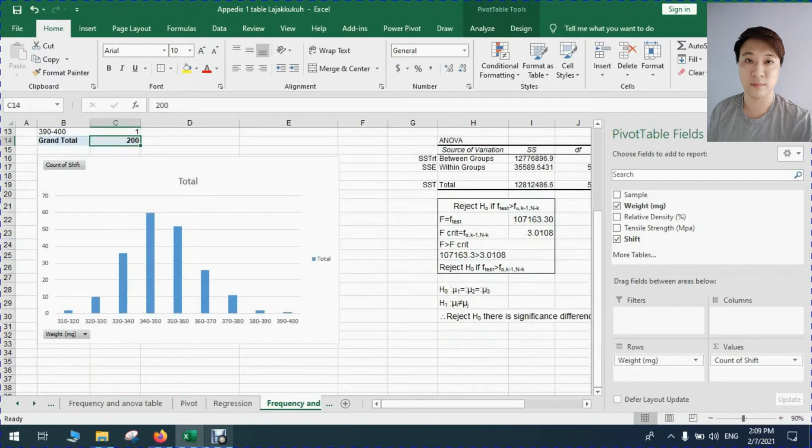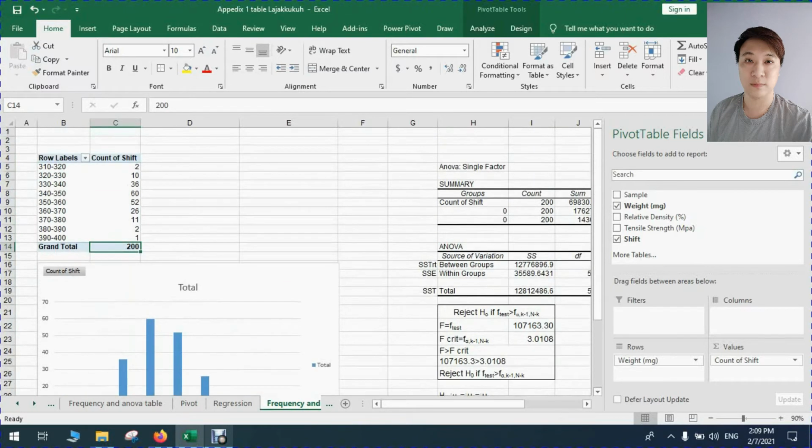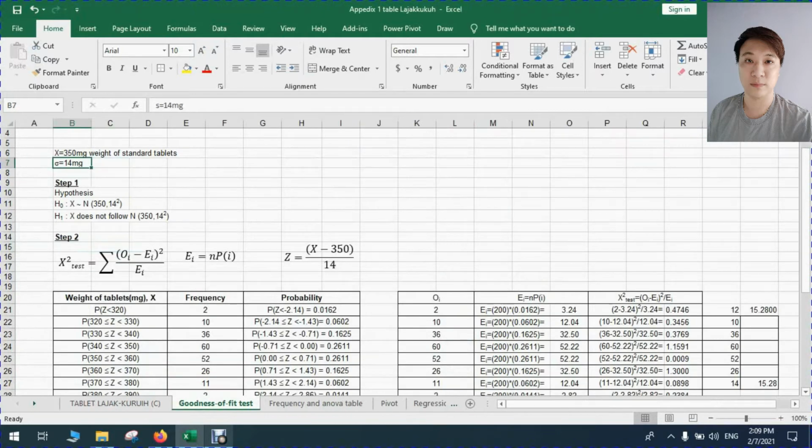This is the graph that is shown for the weight of tablets that have been done during the shift, and how many they have done during the shift for the frequency. Okay, then I will start to do the goodness of fit test procedure. Hypothesis that x equal to n.